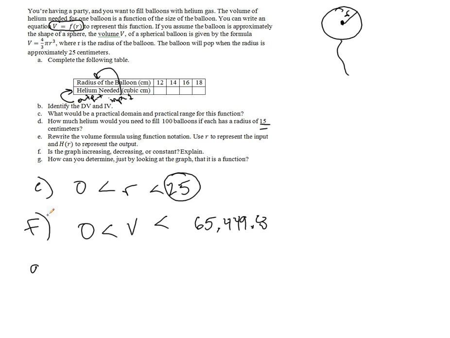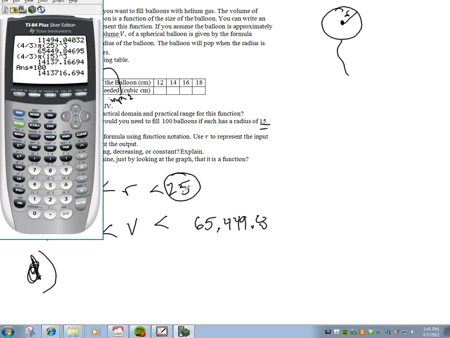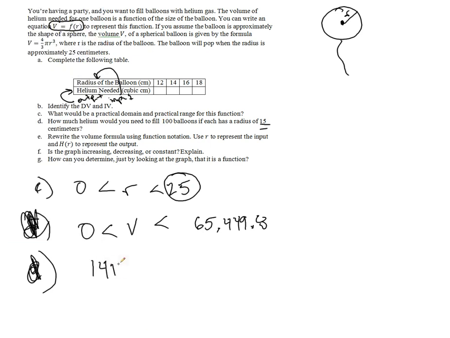I don't know how I labeled these. So this should actually be C, and this should actually be D, and this is E. No, I'm sorry, these are both parts of C, and this is part D. Part D says how much volume would you need, and we calculated that to be 1,413,716 point about 7. So about that many cubic centimeters.